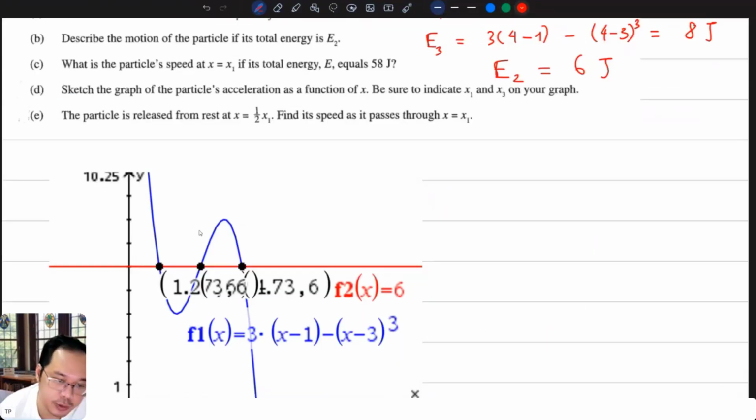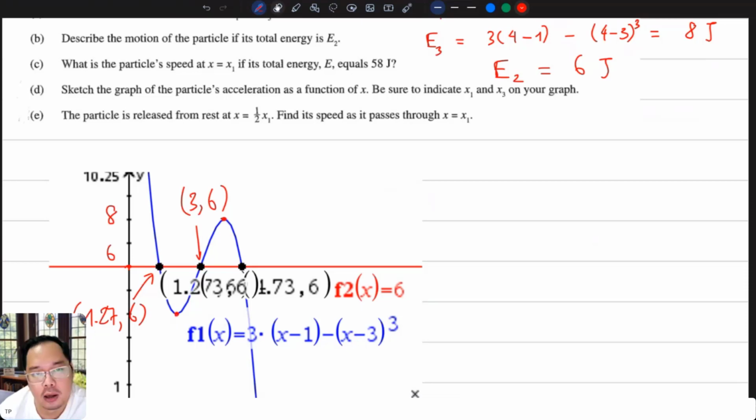So this point is 3 sig, and this point is 1.27, and of course sig, because this is the value of sig. The maximum here is 8, and the minimum value is 4. The kinetic energy. Okay, again.